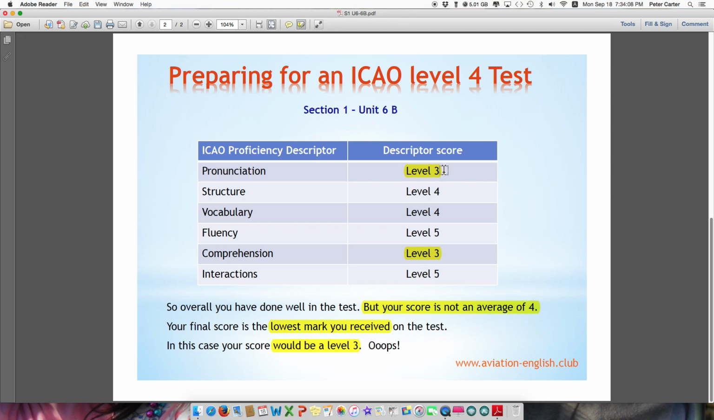So it's really important when you're doing an ICAO test to understand that it's not an average of all of these. Your lowest score is your score, which means that when you're studying for it, you have to study all the sections equally.